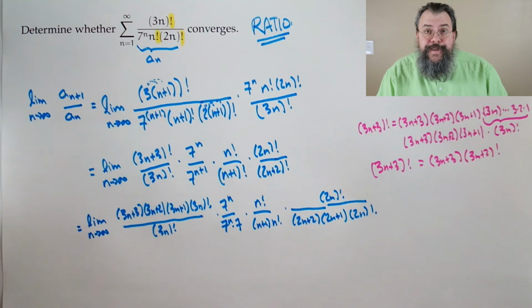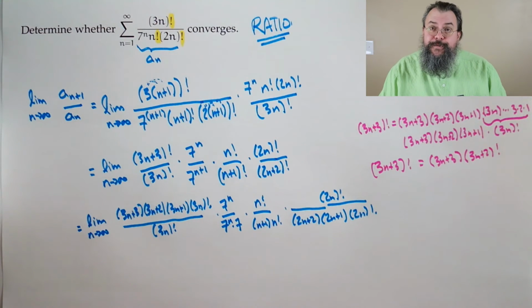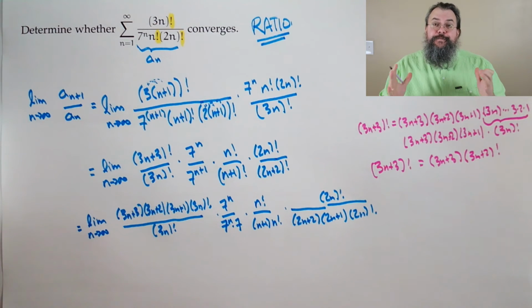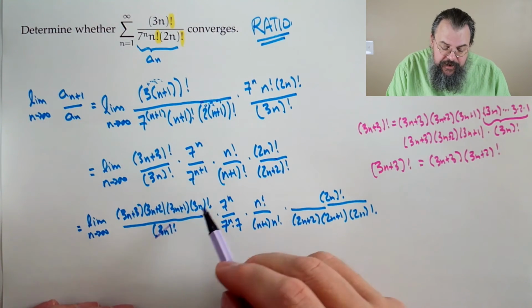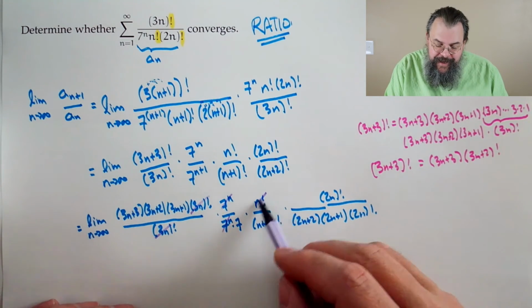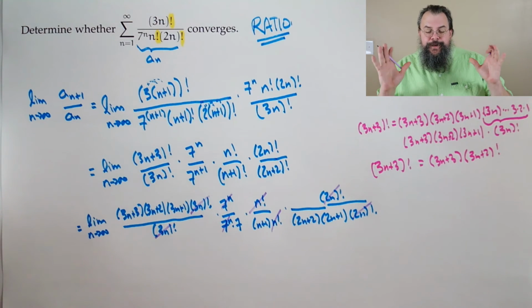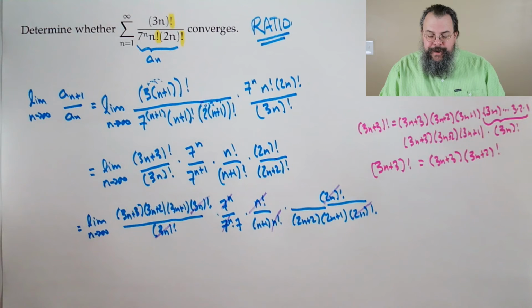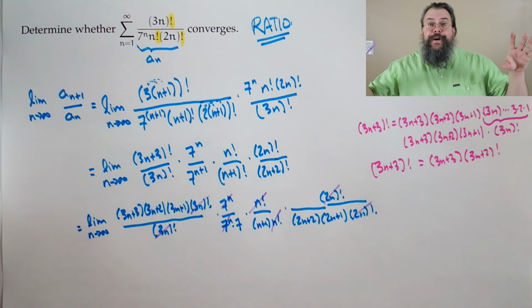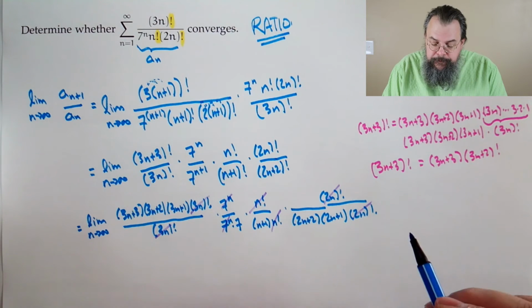Now, what's happened? Well, if we've lived a good, clean algebra life, things should simplify. The 3n factorials, nice. 7 to the n's, nice. N factorials, really great. 2n factorials, wonderful. Woohoo! Life is good. We've made amazing progress. And in fact, look, all the factorials are gone. Okay, so what do we have?